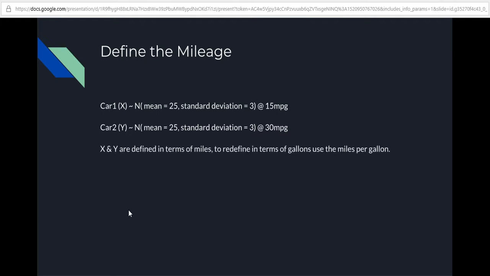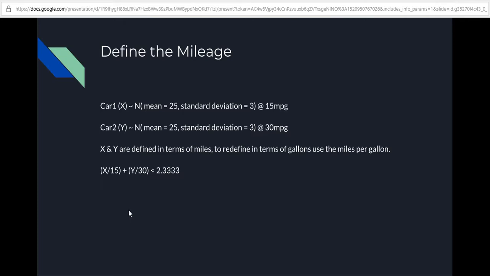So X and Y are defined in terms of miles, and we're going to redefine them in terms of gallons. And so we can actually do that by using our MPG that's given to us. So we're taking our amount of miles. So if X and Y represent the random variable for amount of miles, then we're taking that and dividing it by our miles per gallon in order to redefine this question.